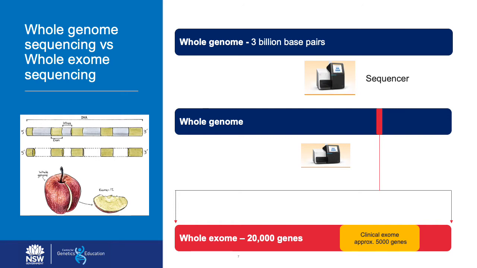Of the 20,000 genes, approximately 5,000 genes can be related back to human disease. This is termed the clinical exome. The clinical exome is expanding all the time with gene discovery as more genes are identified and related back to human disease.